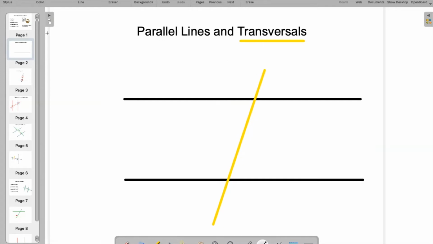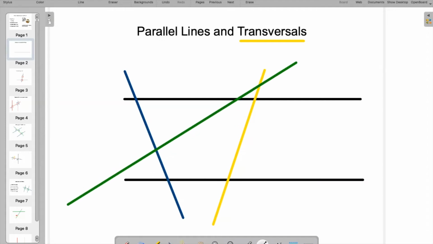So for example, the one in yellow could be a transversal. However, the line in blue could also be a transversal. Even if I look at a line like this, where it doesn't cut through this line, but it would if it continues on, and as long as we are knowing we're looking at a line and not a segment, that would also be a transversal. So a transversal is any line that intersects two or more parallel lines.